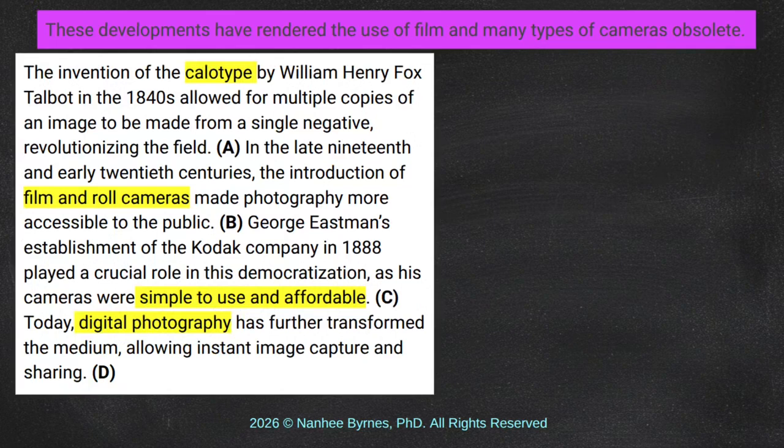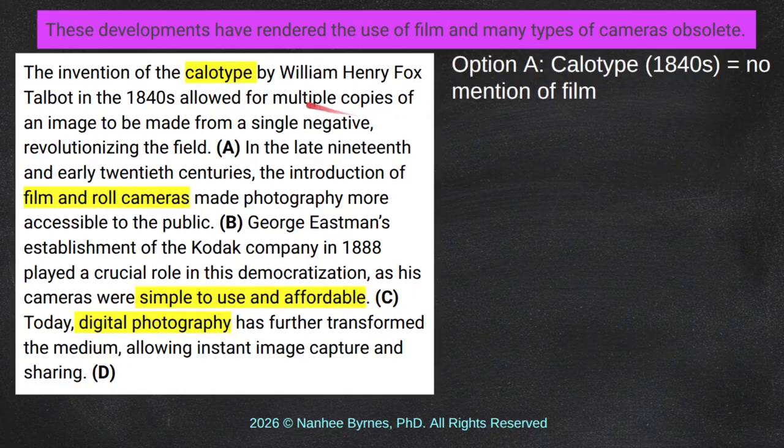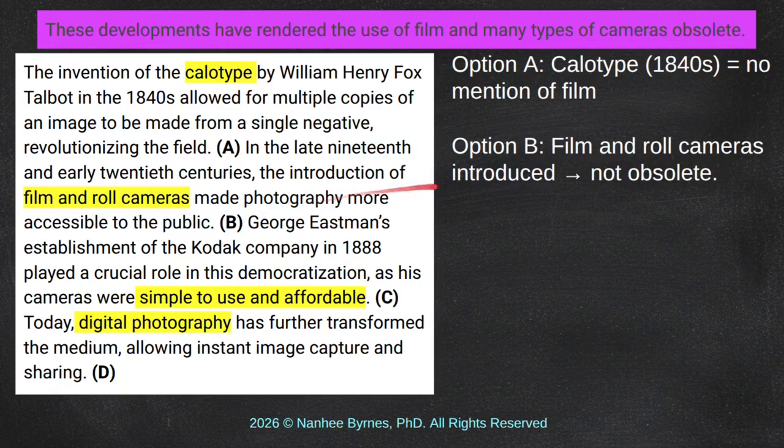Option A talks about the invention of the calotype in the 1840s. Yes, that was an important early development in photography, but it did not make film or cameras obsolete. In fact, it was part of the early history of film photography, so A is too early. Option B introduces film and roll cameras and explains how photography became more accessible to the public. But film and cameras are still being developed here. They are not becoming obsolete, so B does not work.